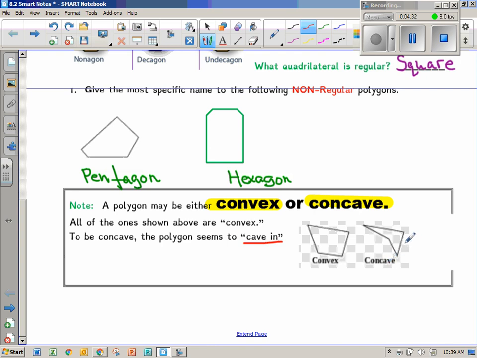So if I counted the sides on this one, 1, 2, 3, 4, this is a concave quadrilateral. This one over here appears to be a trapezoid, but we don't have the markings, but it's also a convex quadrilateral. All right, well, let's do some measuring.